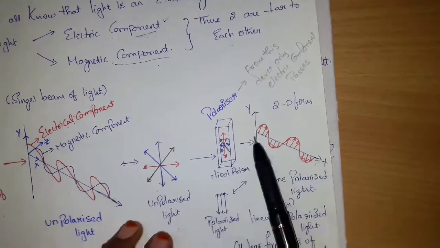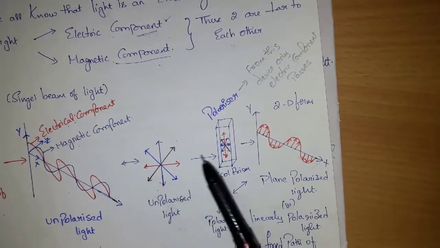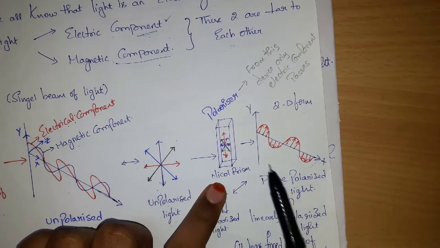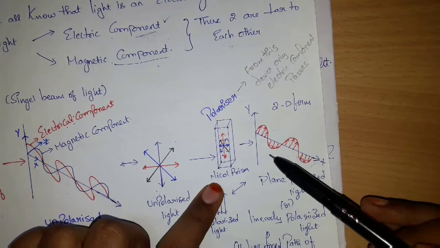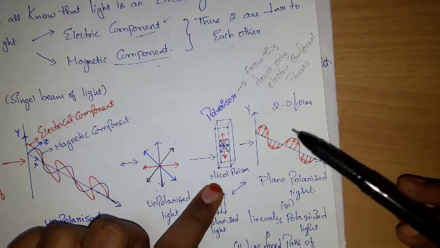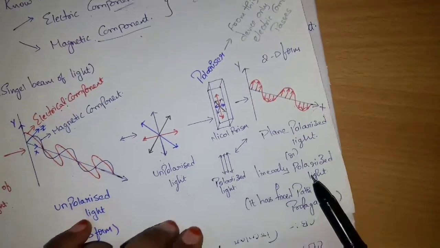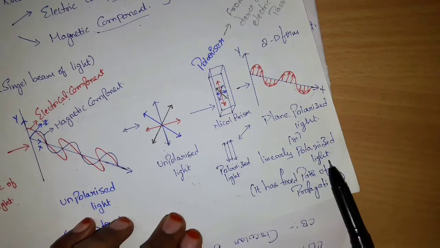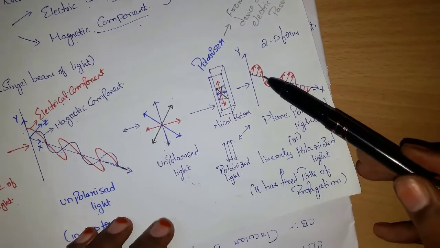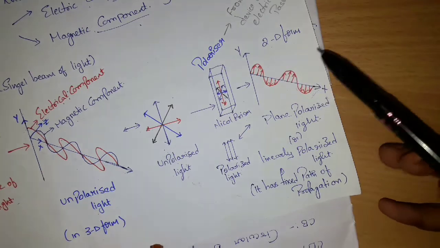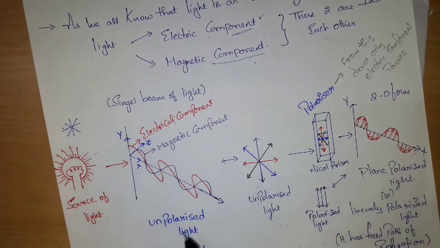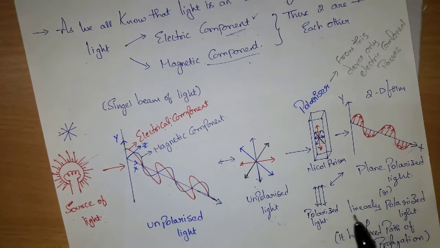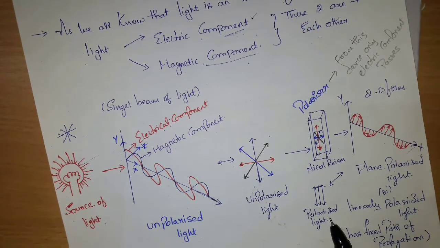So after unpolarized light is passed through a polarizer, we will get plane polarized light, which is in the form of 2D. This is only the electrical component. It is also known as plane polarized light or linearly polarized light. It has a fixed path of propagation. So this is all about the polarization of light and converting unpolarized light to polarized light.